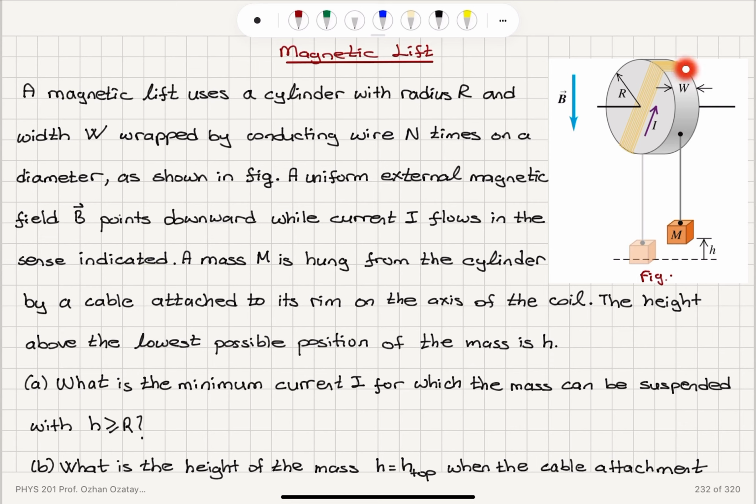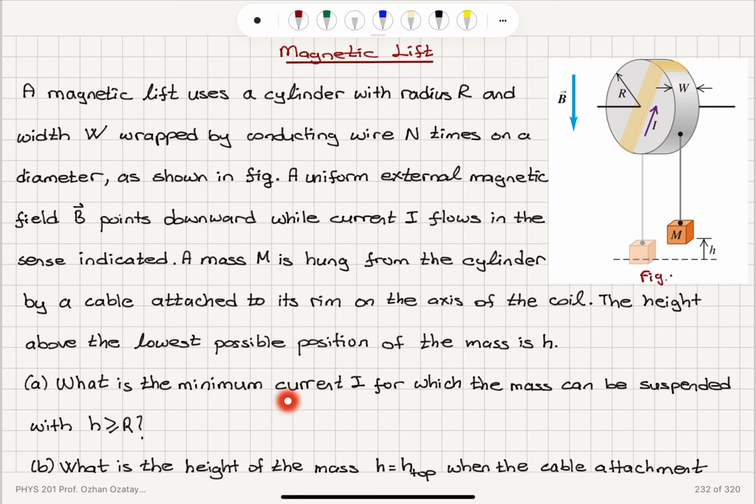So this is basically flowing like this. A mass M is hung from the cylinder by a cable attached to its rim on the axis of the coil. So this coincides with the axis of the coil. The height above the lowest possible position of the mass, this vertical position, is h.